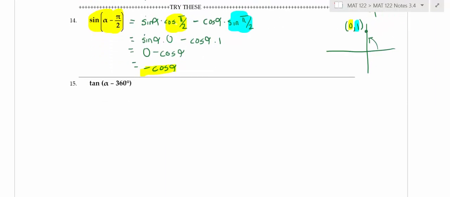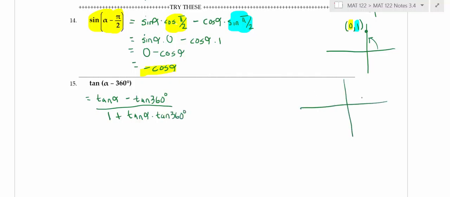Okay, and this last problem, you should have done this. The tangent difference identity goes like this. It's tangent of the first minus tangent of the second. Then it's all over 1 plus, that's a different sign, the product of the tangent of alpha times the tangent of 360 degrees. Okay, again, if you look at a unit circle, 360 degrees is 1 lap, corresponding to the point 1, 0. So the tangent of 360 degrees is y over x. So that's equal to 0 over 1, which is equal to 0.